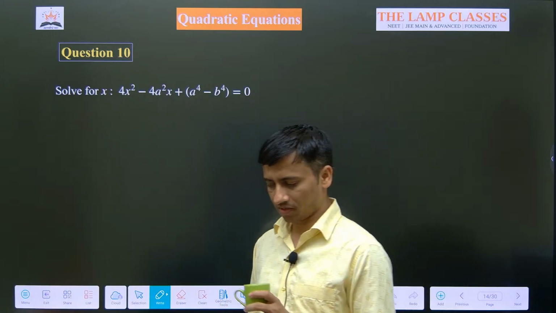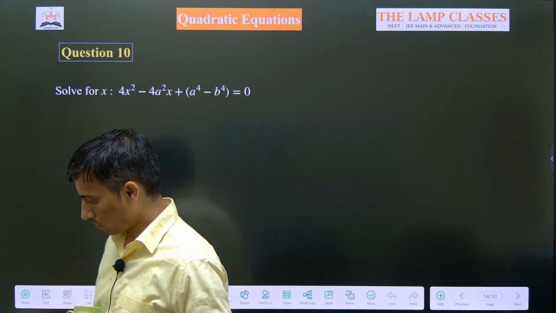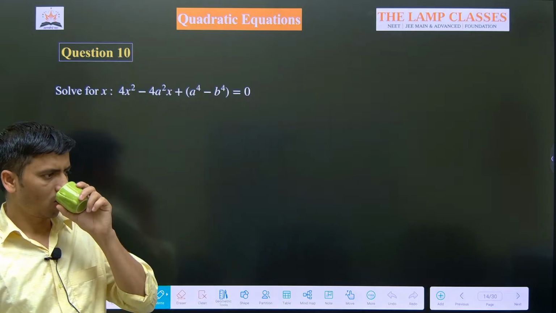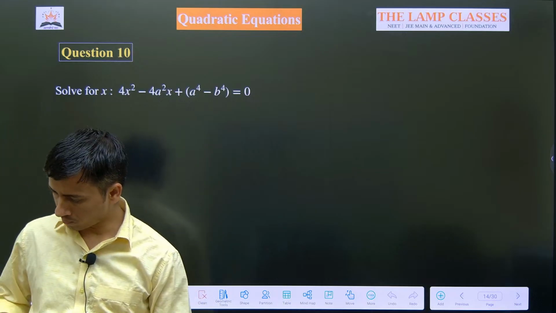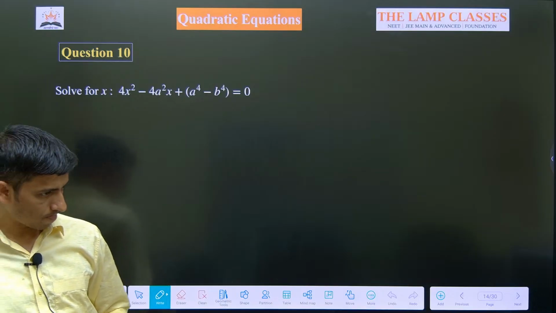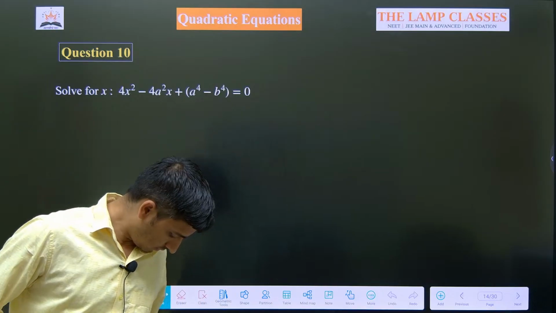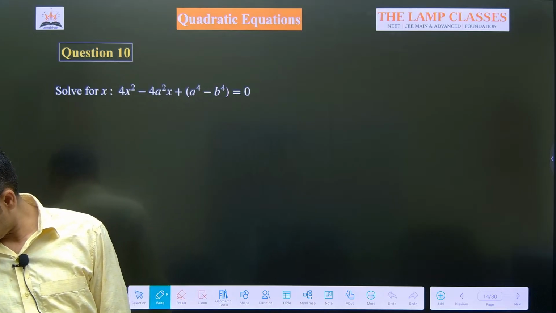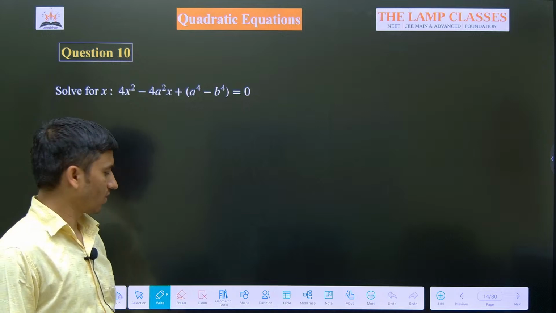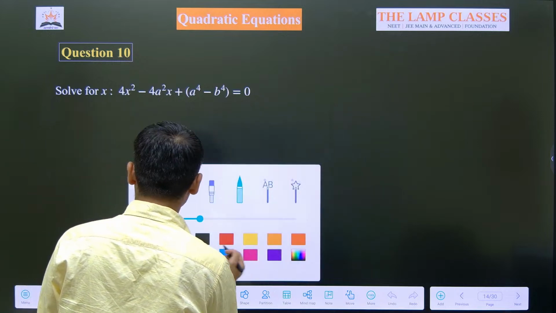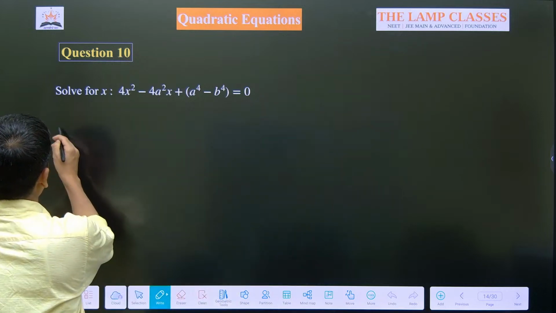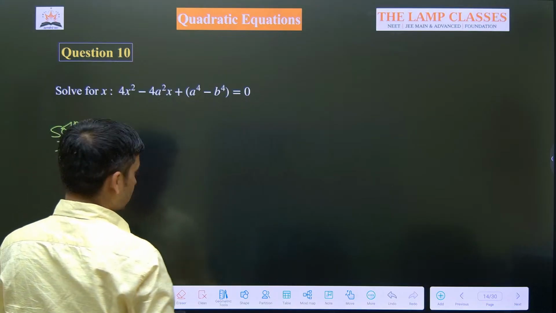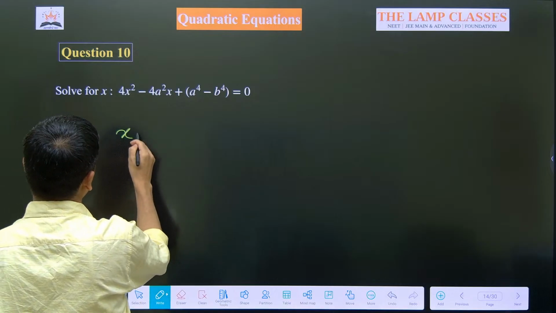Yes, that's right, Tanvika. Okay. So how many of you are using the quadratic formula? You can use the quadratic formula also, guys. Now first let's solve it using the quadratic formula.